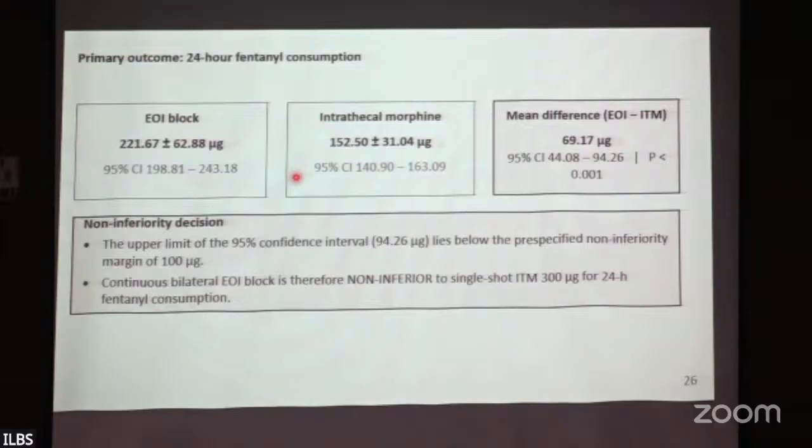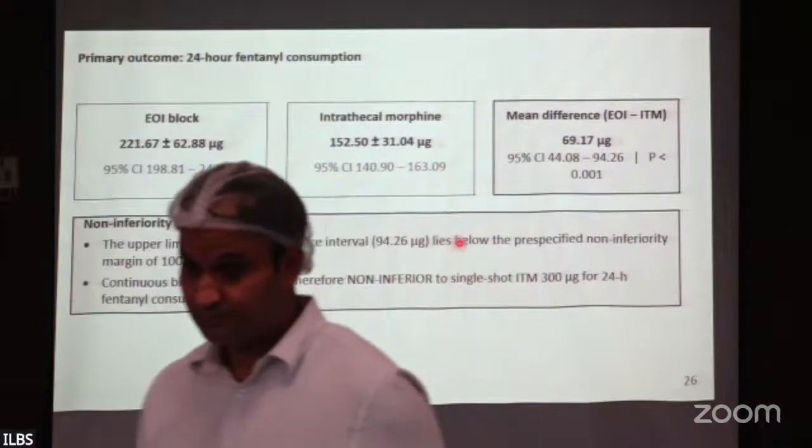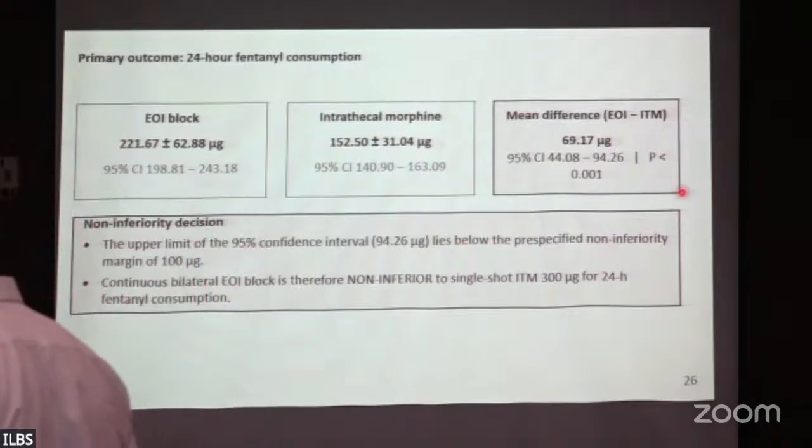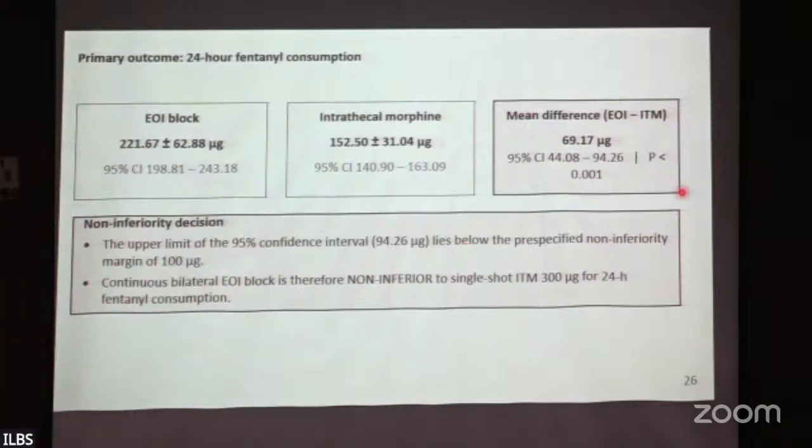Our sample size was based on our previous study. Ma'am, the sample size we had assumed for 24 hours was taken from our previous study only, wherein we found that the standard deviation using intrathecal morphine of 300 micrograms was 140 micrograms. Using that standard deviation and a non-inferiority margin, which we have taken as 100 mics, hardly 3 to 4 doses, we calculated the sample size to achieve 80% power for the primary outcome of 24-hour fentanyl consumption.